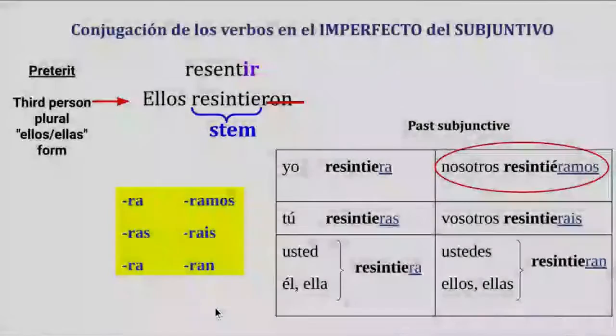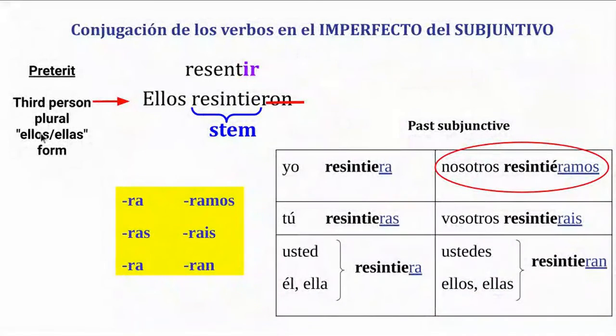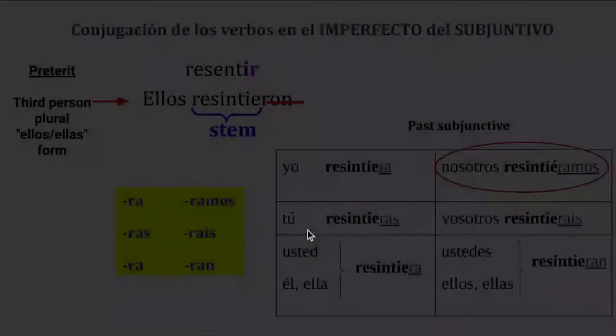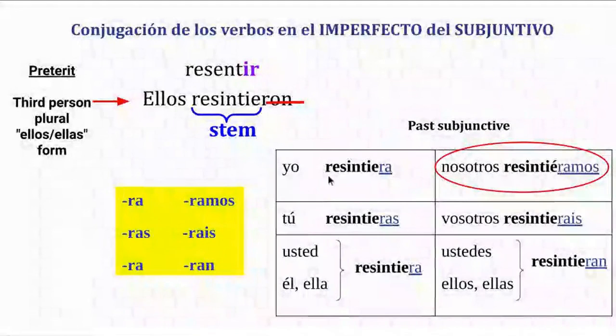Finally, with the IR verbs, you're going to do the same thing. Remember, you use the third person plural, ellos, ellas form in the preterite. And then you keep that stem, resintie, and then you use these endings to get your imperfect subjunctive or past subjunctive. Yo resintiera, tú resintieras, usted resintiera, nosotros resintiéramos, vosotros resintierais y ellos resintieran.